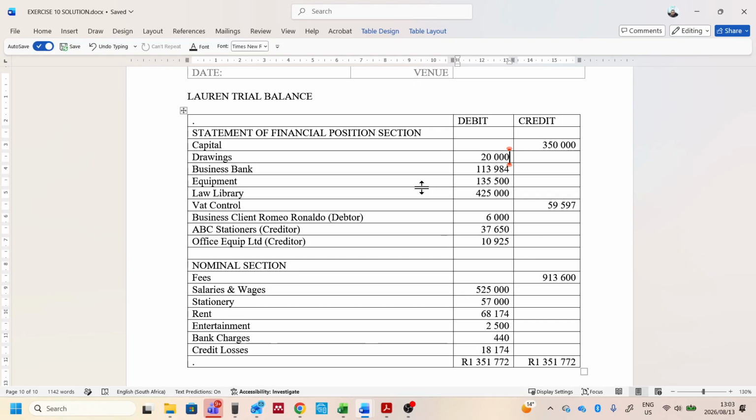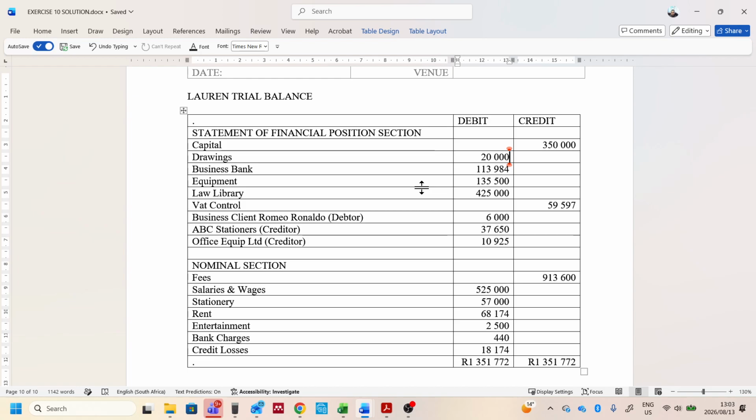All your liabilities balance will be on this side, which is the credit side. So in the assessment, they will either give you a list of accounts, just general ledger balances, and say prepare a trial balance. When you prepare this, you start with the statement of financial position accounts, which are the assets, capital, drawings, and liabilities accounts. All your assets will be sitting on the debits. All your liabilities accounts, the amount will be sitting on the credits.